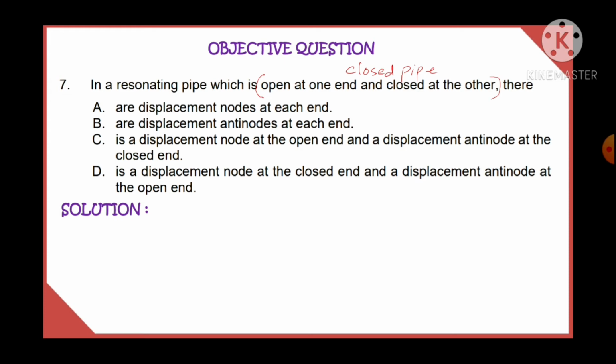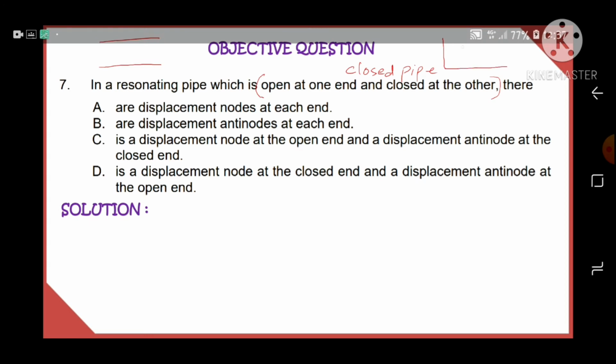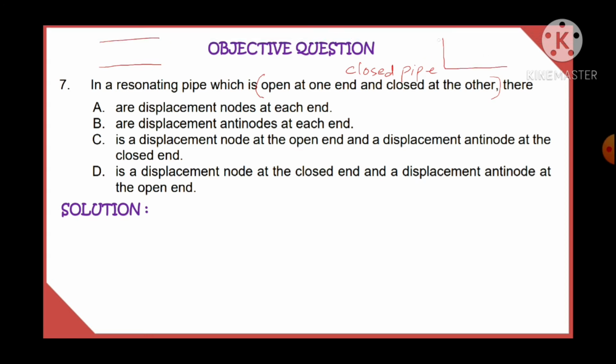If it is an open pipe, meaning that both ends are open like this. For the closed pipe, one end is closed and another end is open like that. Can you see the difference? This is closed pipe and this is open pipe. There are two types of pipe, closed and open pipe. Referring to this question, we want to find the position of node and antinode in the closed pipe. So, take a look at the diagram.